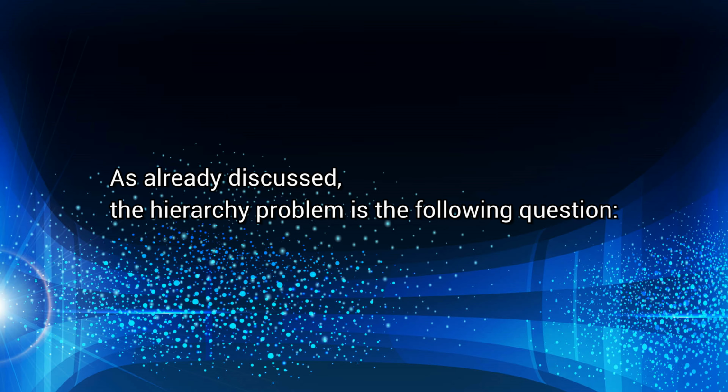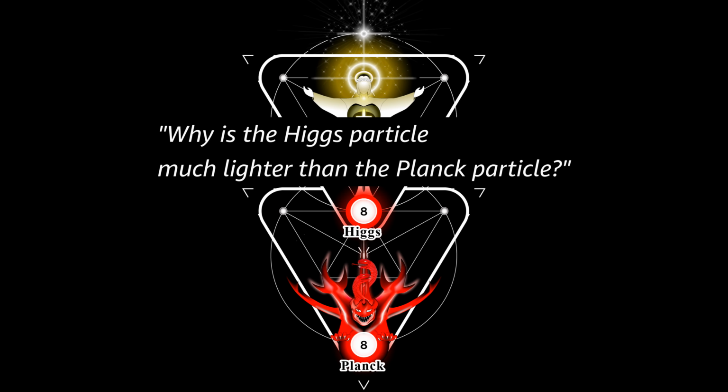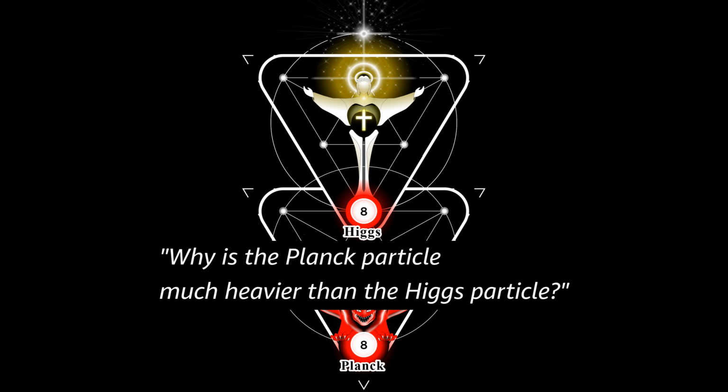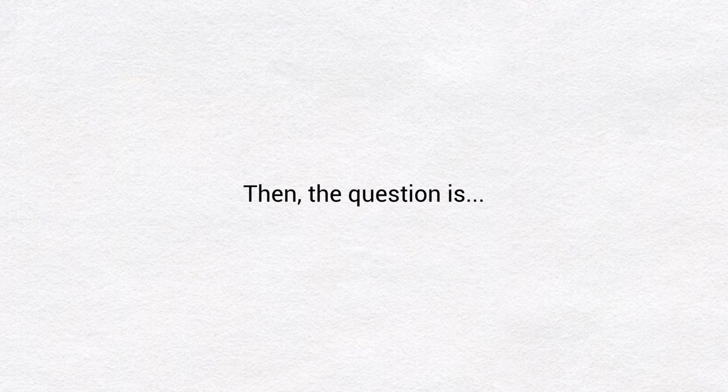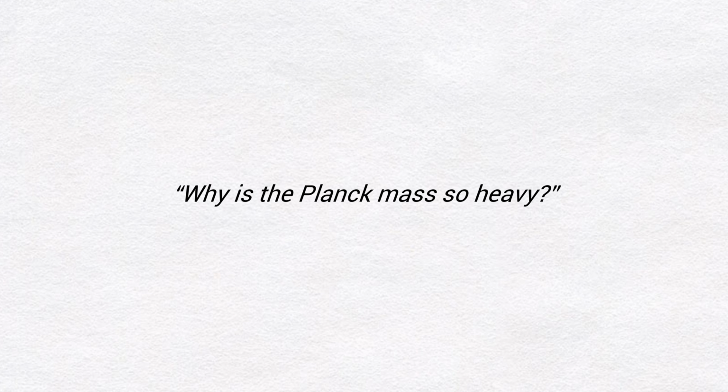As already discussed, the hierarchy problem is the following question. Why is the Higgs particle much lighter than the Planck particle? Or, why is the Planck particle much heavier than the Higgs particle? The Planck mass is the heaviest possible mass of an elementary particle, and that is approximately the same as the mass of the Planck particle. Then, the question is, why is the Planck mass so heavy?